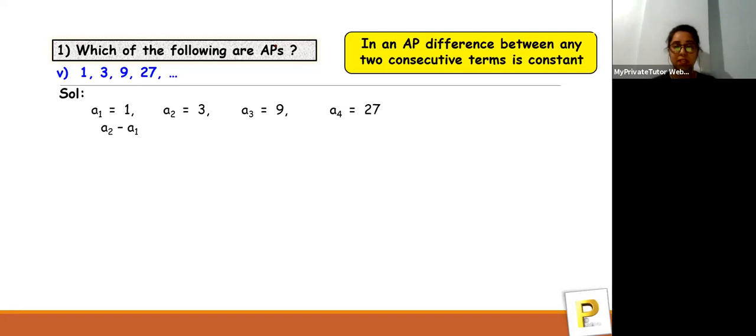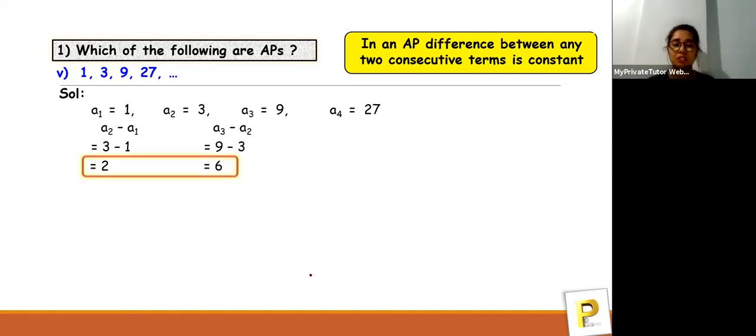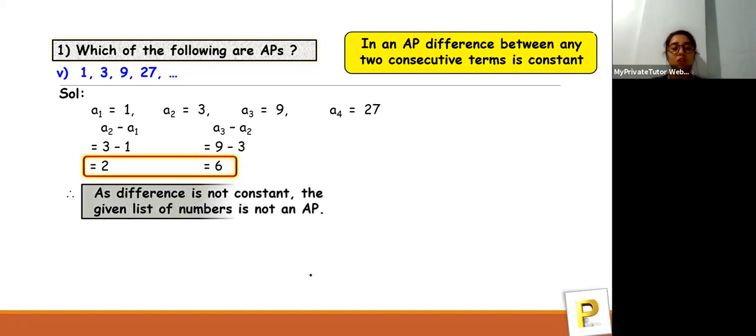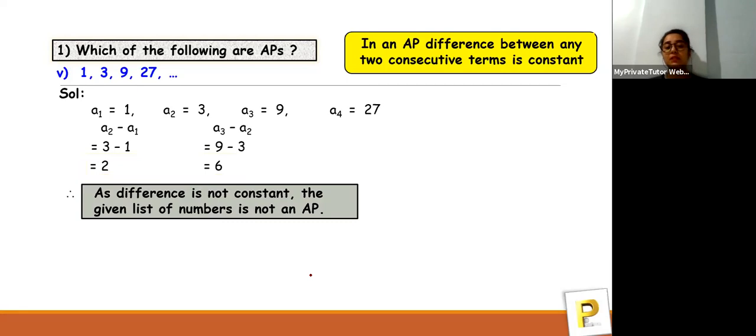Okay, let's check if this is an AP or not. 3 minus 1, that's 2. A3 minus A2, so 9 minus 3 is how much? 6. So you see, as the difference is not constant, the given list of numbers is not an AP. The difference should be the same.